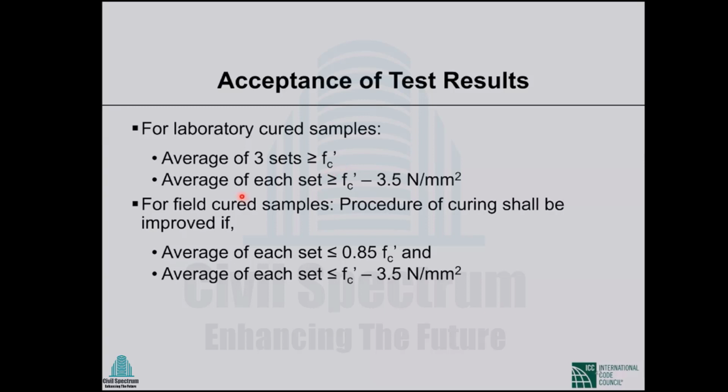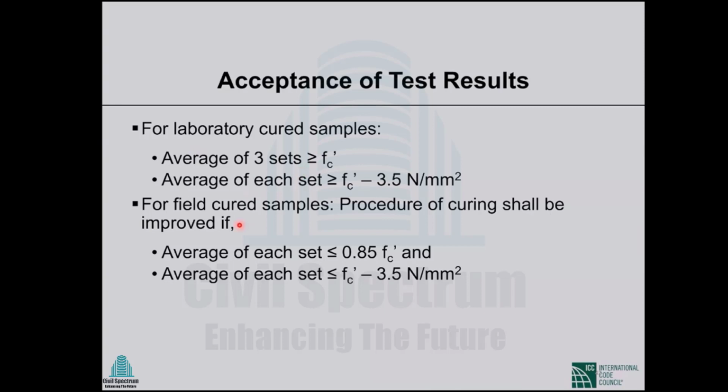But the average of 1 set may be less than f'c, but not less than 3.5 megapascal below. So suppose your design strength is 21 megapascal, and you are getting an average of 1 set of 18 megapascal. Is that okay or not? That is okay, no problem, because that is within this limit. But the average of 3 sets must be greater than f'c. Okay, this should be clearly understood.